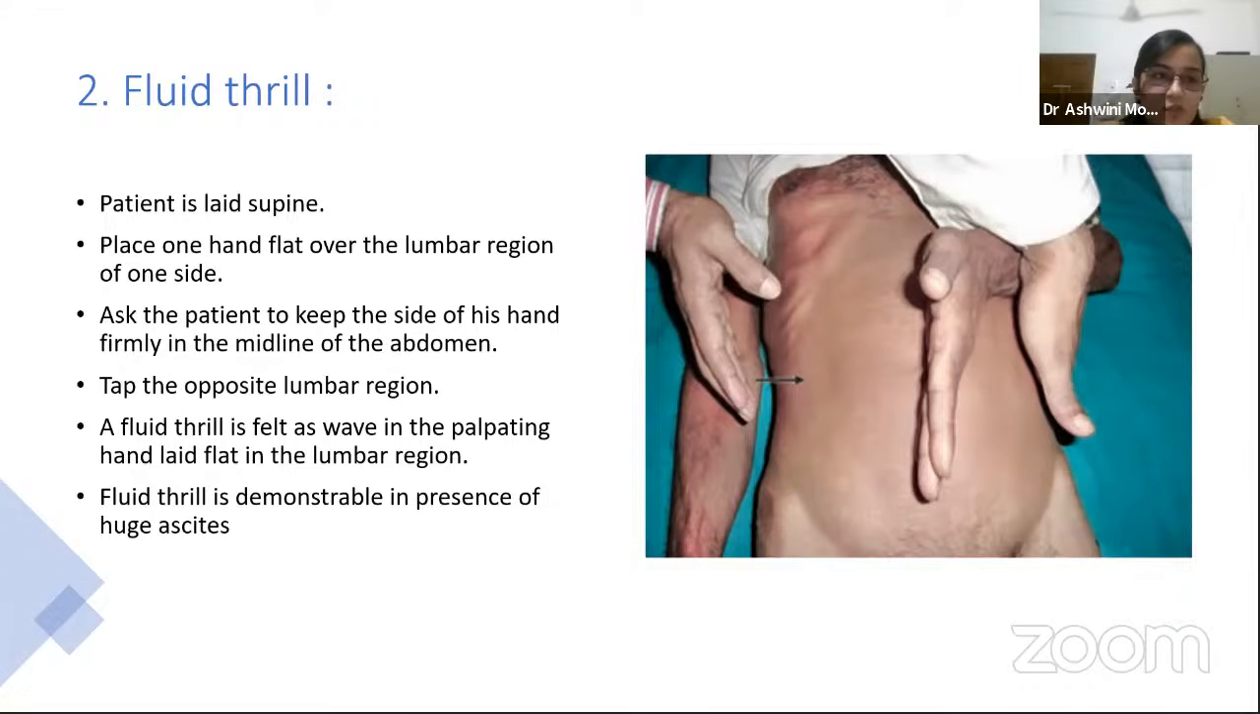The patient is laid supine. We place one hand flat over the lumbar region. Ask the patient to keep his hand on the midline firmly. Tap the opposite lumbar region, and the fluid thrill will be felt as a wave on the palpating hand on the other lumbar region. The fluid thrill is demonstrable in the presence of huge ascites.